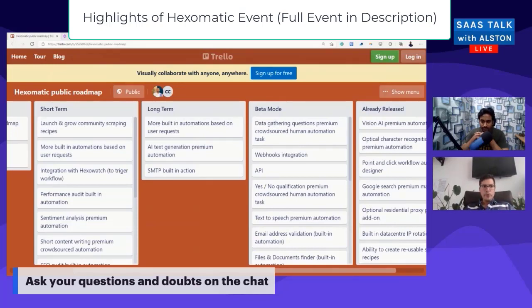Other things that we are working on are integrations, for example with Zapier, thinking about how we can bring data in and pull data out of Hexomatic to make it even more flexible.